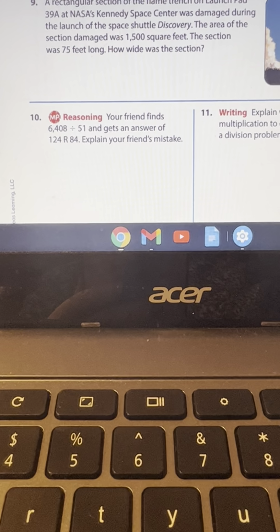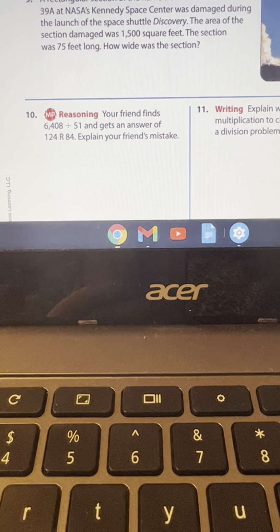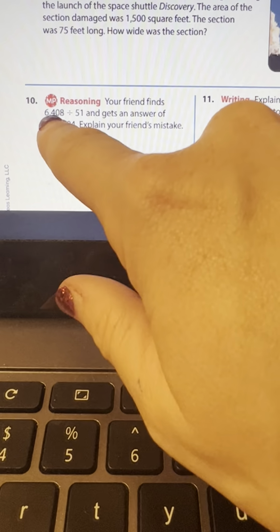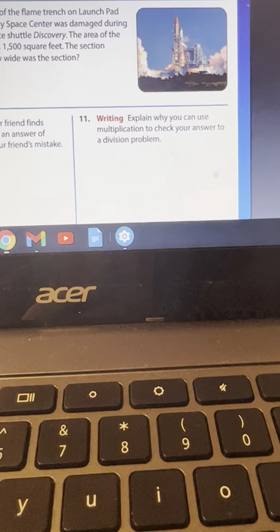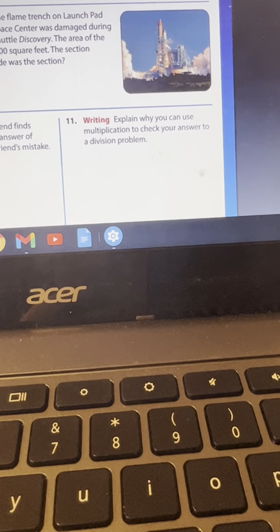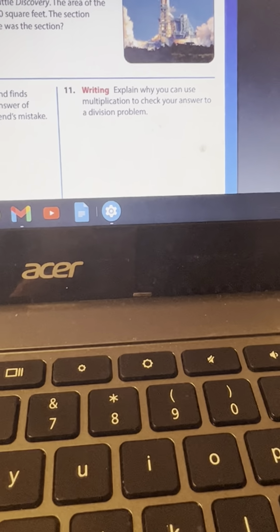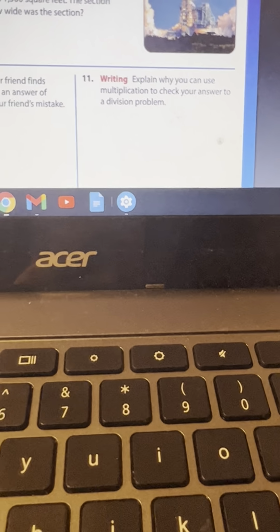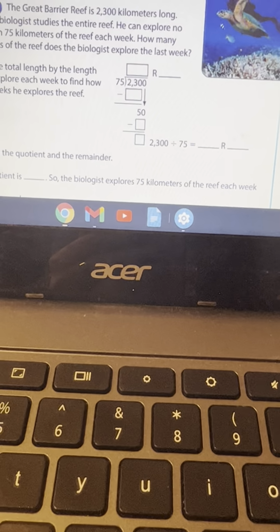Number 10, your friend finds this answer. Explain your friend's mistake. All I want you to do, you don't have to explain your friend's mistake, is just solve that problem, okay? 11, explain why you can use multiplication to check your answer to a division problem. This is common sense. I tell you this all the time. Why should you use multiplication? Because it's an easy way to check your answer. You don't have to answer 11. I just need you to obviously know the answer to that.